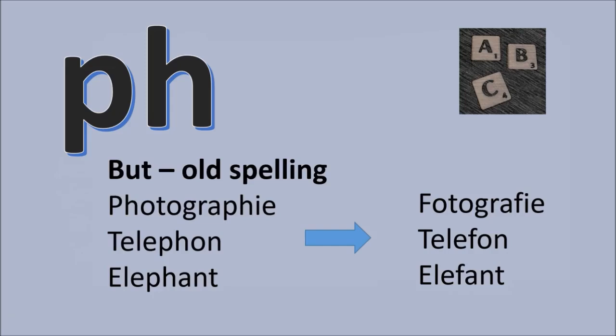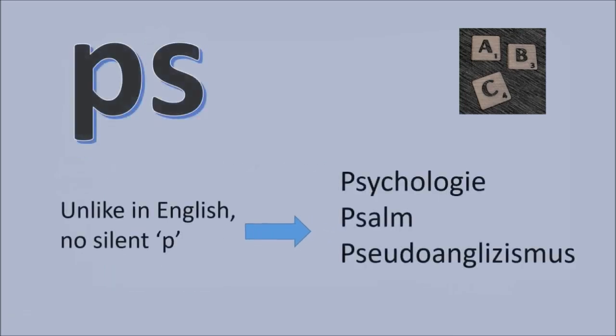Depending on if you're reading a German book, even a German textbook, if it was written before 1995, it most likely will have the old spelling. It's just something to be aware of. PS. Unlike in English, there is no silent P. So it's Psychologie, Psalm, Pseudo-Anglizismus. So we do pronounce the P.